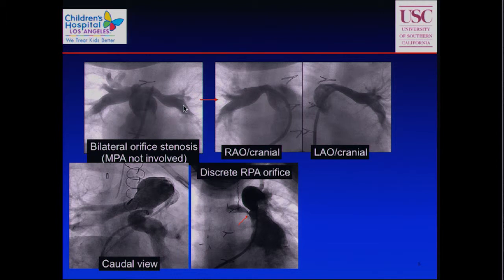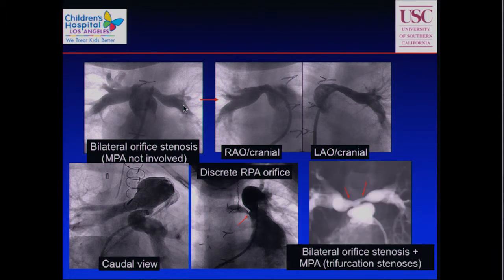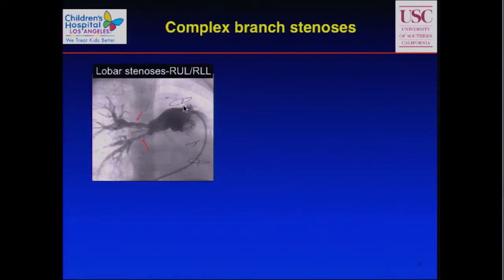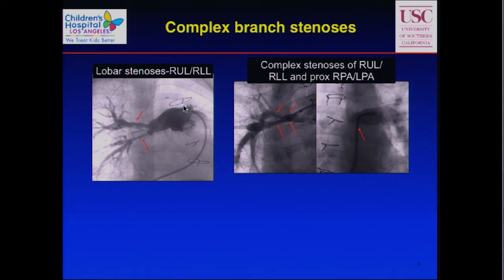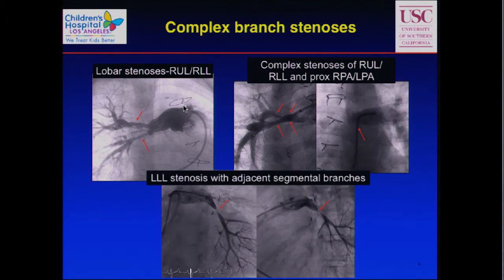And here's another example where in the caudal view, you see the stenosis. They're right next to each other. You can imagine if you put a stent in one side, you'll jail or compress the other side. It could be discrete like that. Here's a very complex looking trifurcation stenosis. These are lobar stenoses. Here's one that's the lobe and also the right upper lobe stenosis, along with a proximal LPA stenosis.